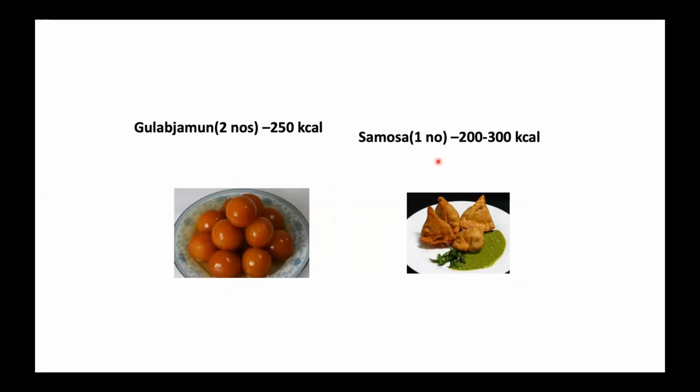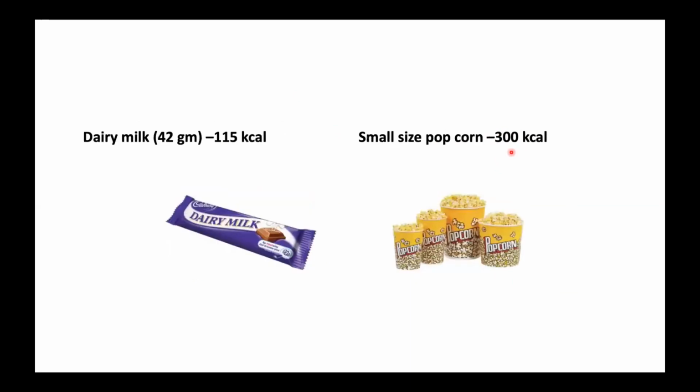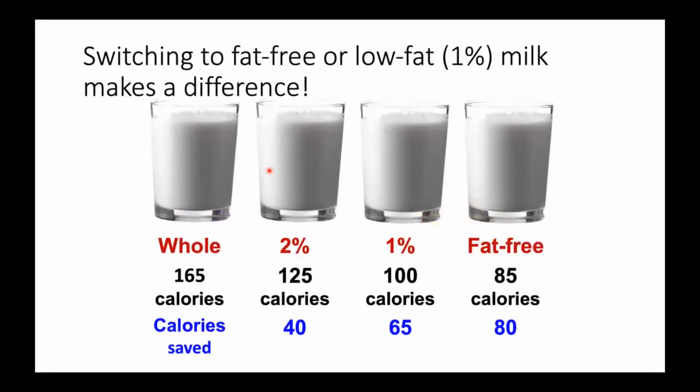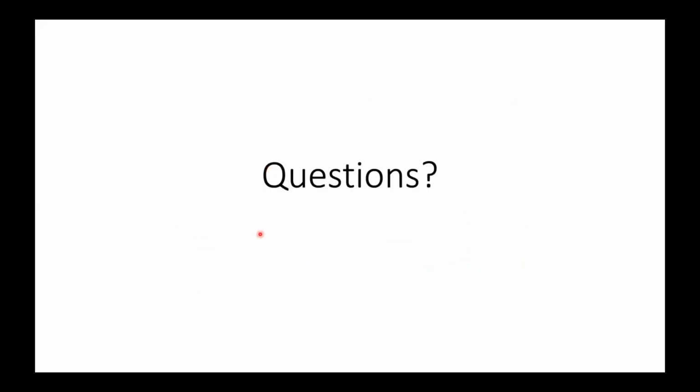Samosa, the regular size, is around 200 to 300 calories, meaning you have consumed almost 5 rotis. And a big size samosa could be more. Dairy milk chocolate, 115 calories. Popcorn, 300 calories. If you decrease the fat content of the milk, you can save calories. So any question till now? Then we can discuss.